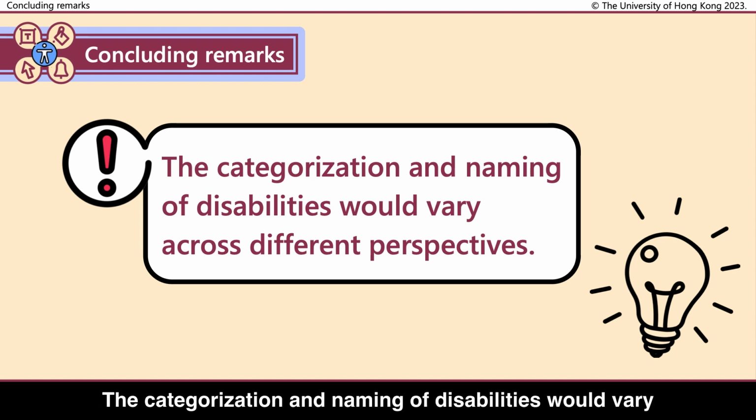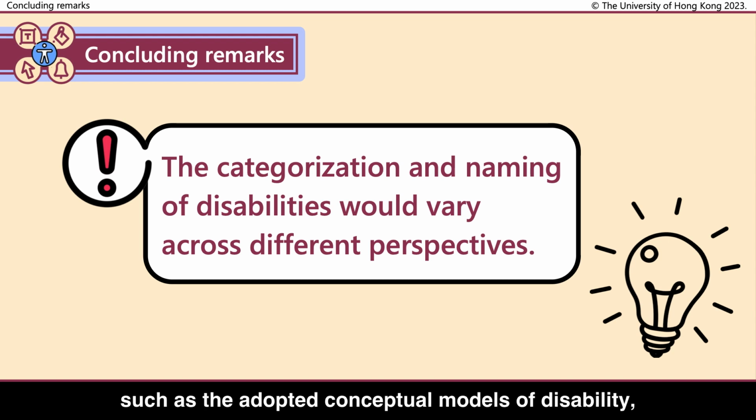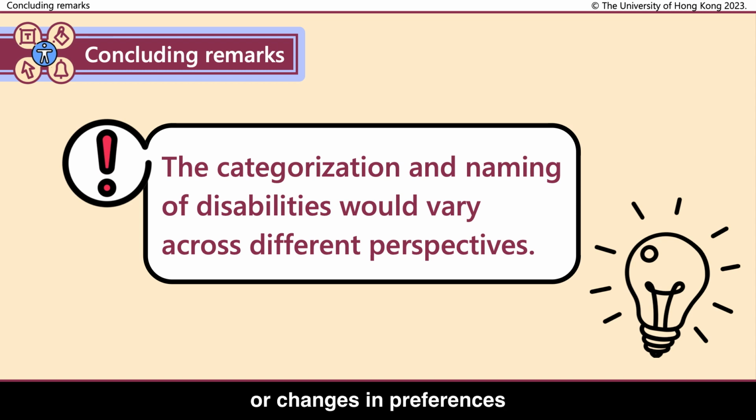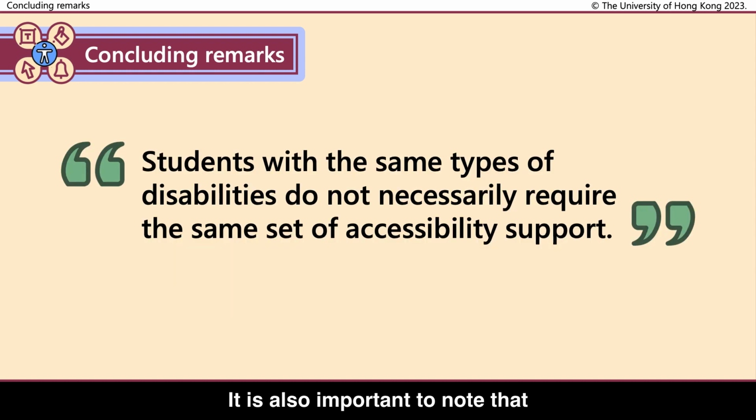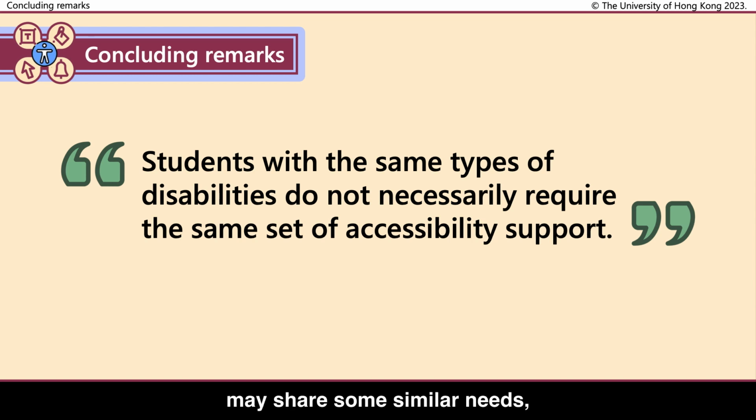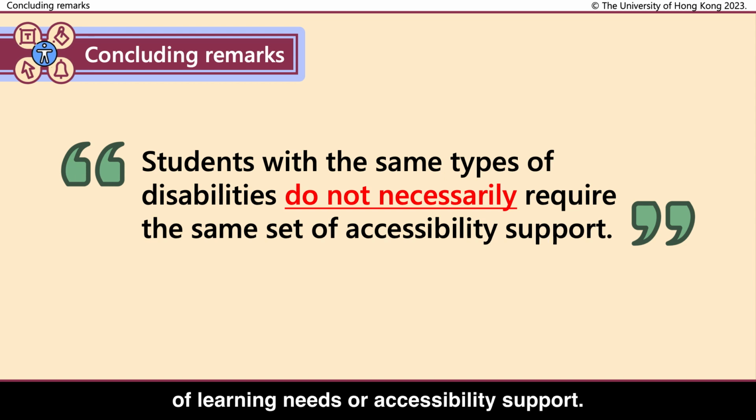The categorization and naming of disabilities would vary across different perspectives, such as the adopted conceptual models of disability, different cultures, changes in the knowledge and understanding of the conditions, or changes in preferences among disabled people and advocacy groups. It is also important to note that students having the same types of disabilities may share some similar needs, but they do not necessarily share exactly the same set of learning needs or accessibility support.